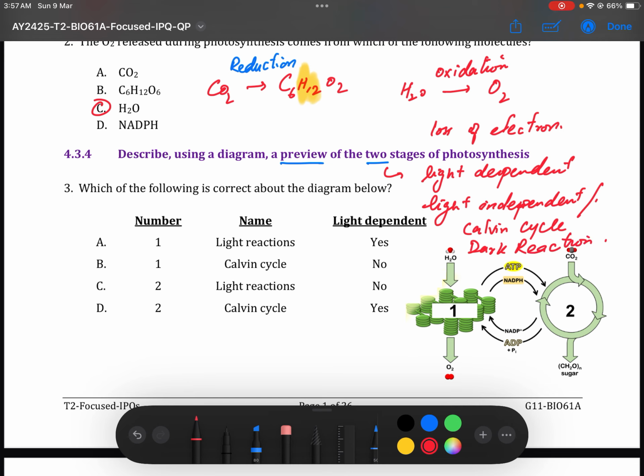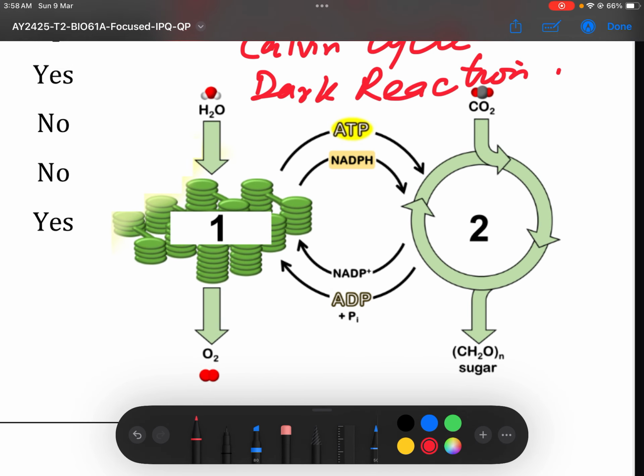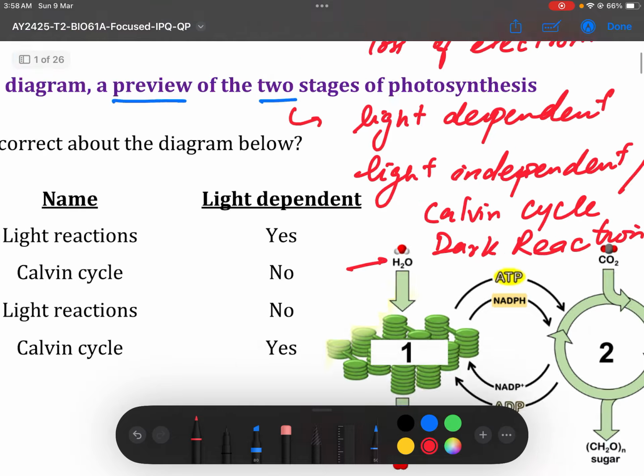It doesn't mean that it takes place in the dark, but it takes place without needing light, so it's not necessarily depending on the light. Now there is a diagram given over here. In this diagram you can easily see that number one, where oxygen is produced from water, is basically the light reaction, and in this reaction O2 is lost. That was also question number 2.